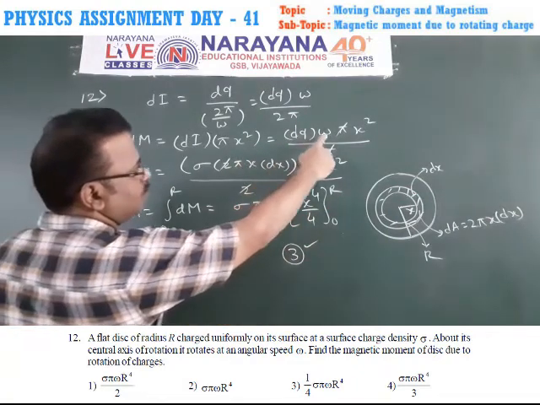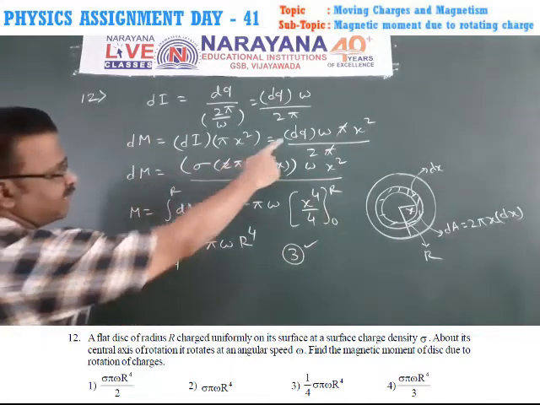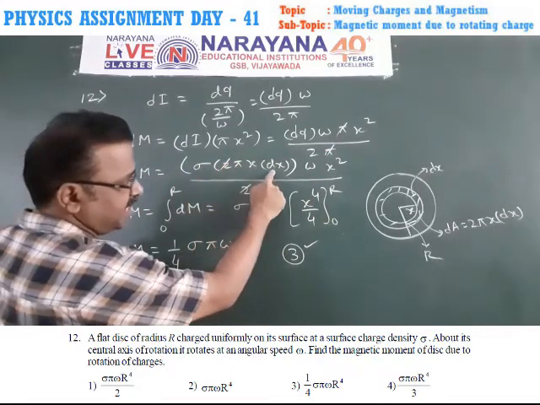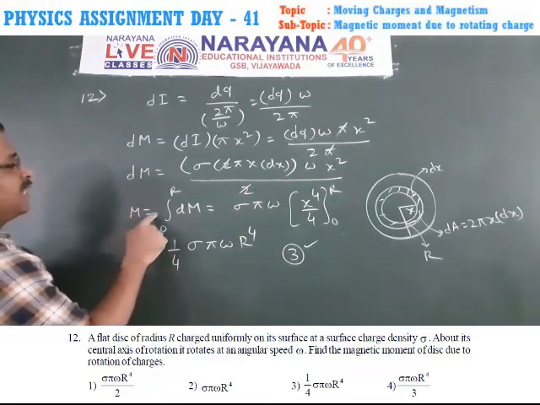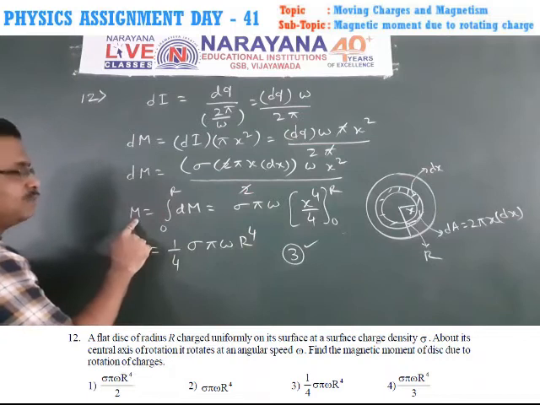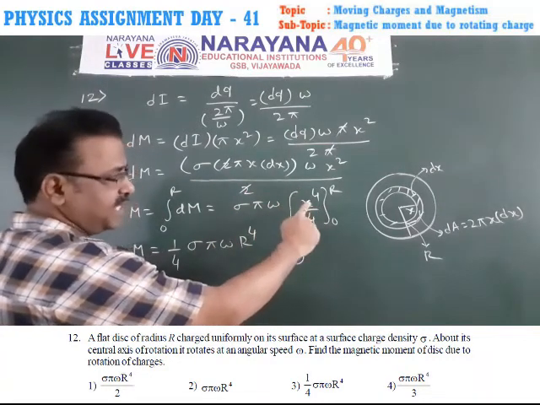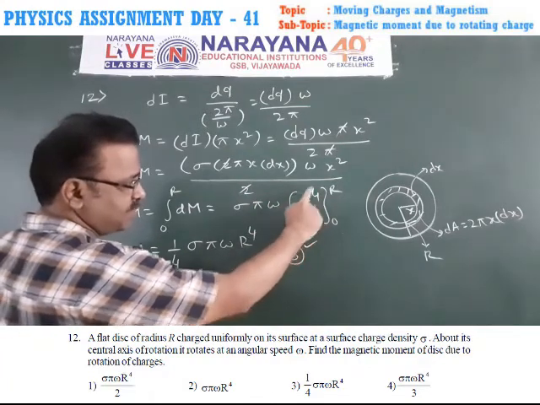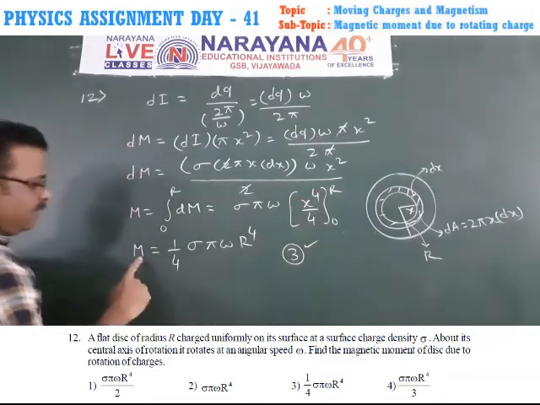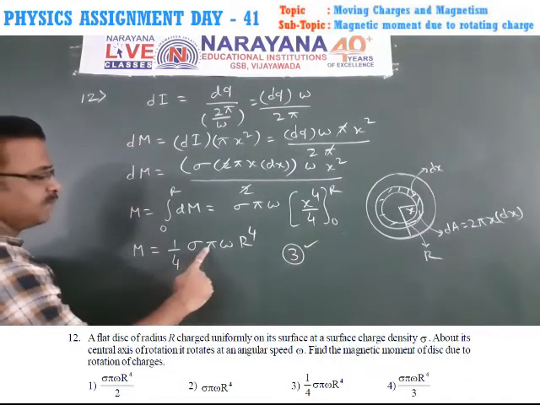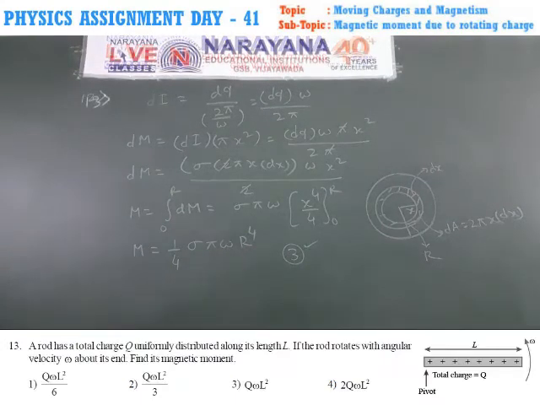So here dq omega pi x square by 2 pi, pi gets cancelled. So dm is equal to, for dq you can write sigma into 2 pi x dx, omega x square by 2, 2 gets cancelled here. So m, by integrating 0 to r you will get total magnetic moment sigma pi omega into integral x cube dx, under the limit 0 to r you will get x power 4 by 4, nothing but r power 4 by 4. So m is equal to 1 by 4 sigma pi omega r power 4. Option 3 is correct.